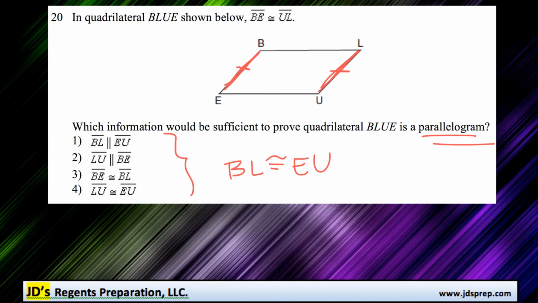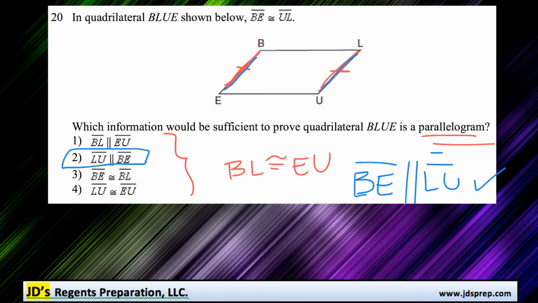But glancing through this, I can see that's not one of those options. So that method would not work. Another way to prove a parallelogram is to show that one pair of opposite sides is both congruent and parallel. So since we already know that BE and UL are congruent, if we could also prove that they're parallel, so that BE is parallel to LU, that would be a solid proof that it is a parallelogram. And looking through our potential options, we can see that option number 2 matches that. And so that would be a good enough proof.